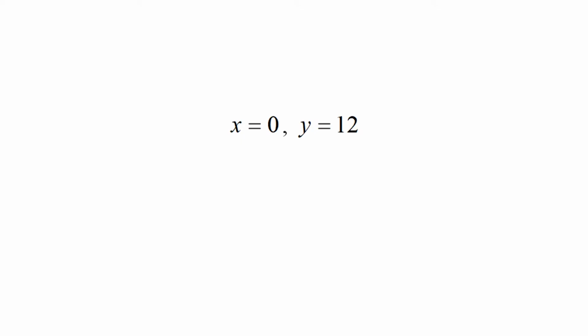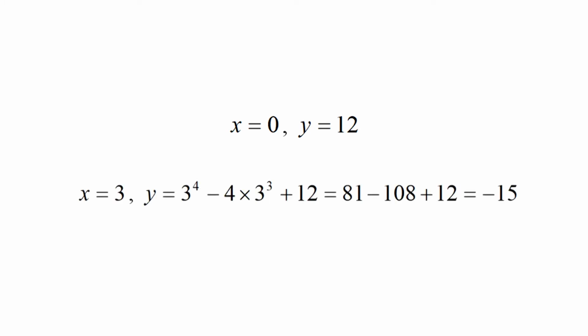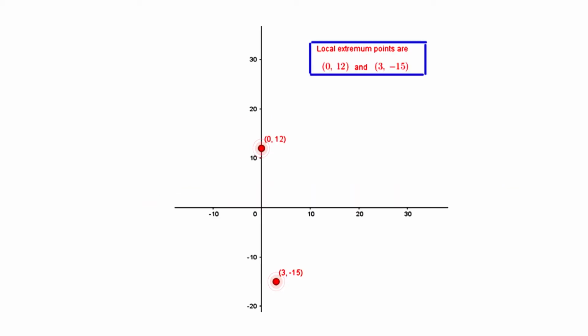When x is equal to 0, y is equal to 12, and when x is equal to 3, y is equal to 3 power 4 minus 4 into 3 cube plus 12 is equal to 81 minus 108 plus 12, which is equal to minus 15. Plot these points 0 comma 12 and 3 comma minus 15.